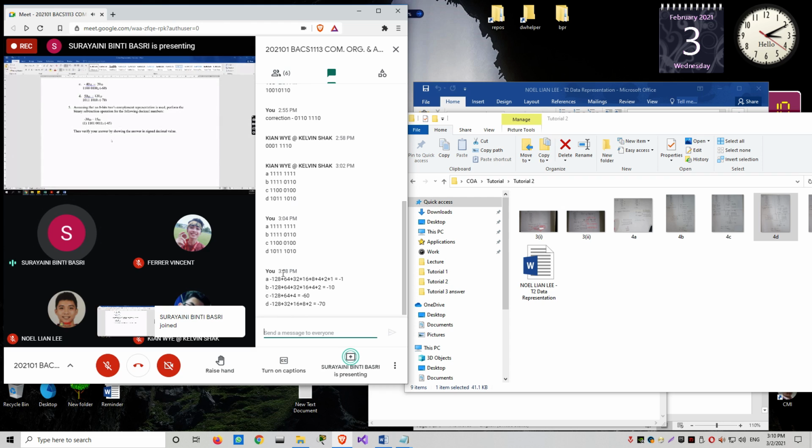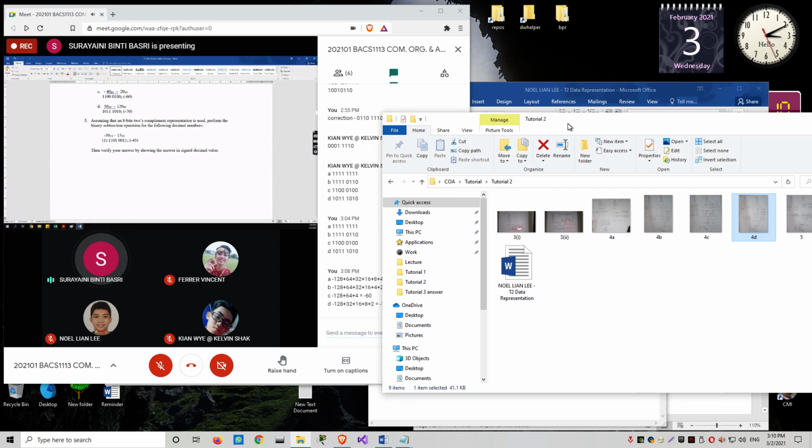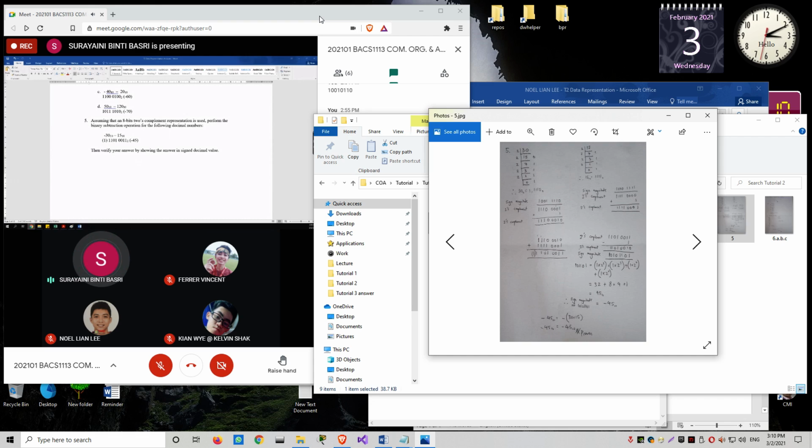Actually, this one also, the suggested answer didn't give the steps. So if you get the same answer like this, your steps are correct lah. But I will show the steps later using my notebook. Can you see my screen? Oh yeah. Yes. Okay, so do you guys have the same answer? To show the overflow. But you didn't show the overflow, kan? Or did you do this step? Yeah, I just didn't show the overflow.